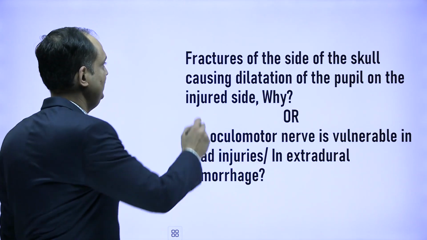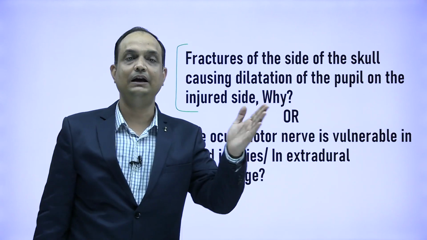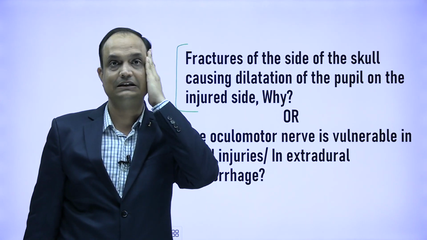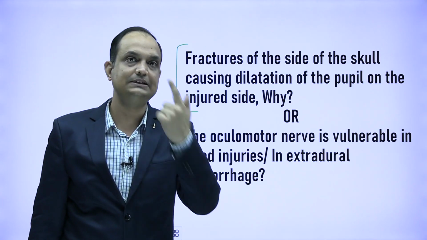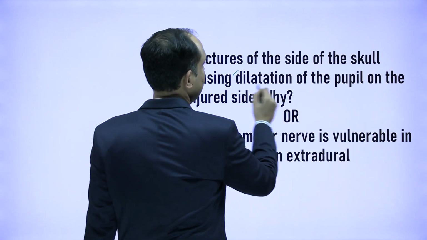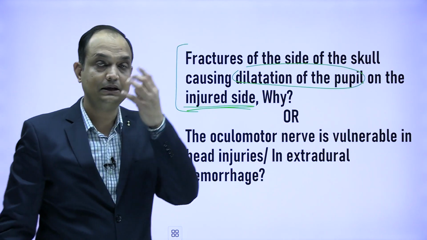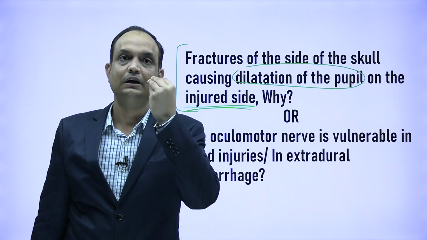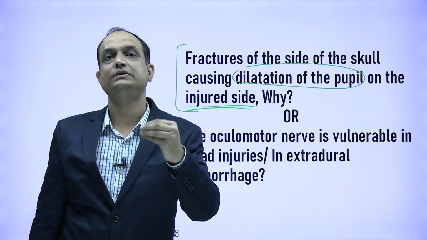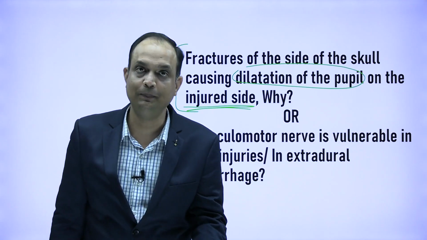Why? What is the meaning of the question? Suppose a fracture of the skull on my left side occurs. Now, if the fracture of the left side of the skull occurs, my left eye has a problem. What is the problem in the left eye? The dilatation of the pupil on the injured side. That means again the constriction is not possible. That means there is some involvement of the oculomotor nerve, which is responsible for the parasympathetic supply of your sphincter pupillae.